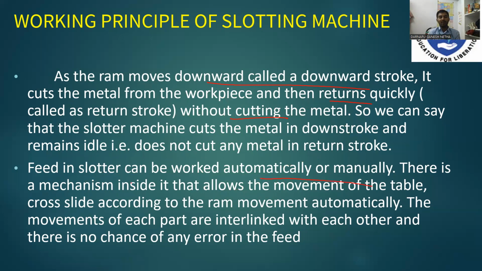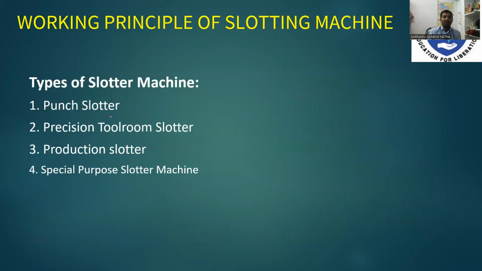There is a mechanism that allows movement of the cross-feed across the ram movement automatically. The movement of each part is interlinked with each other, so there is no chance of error in the feed. Types of slotting machine: puncher slotter, precision tool room slotter, production slotter, and special purpose slotter.